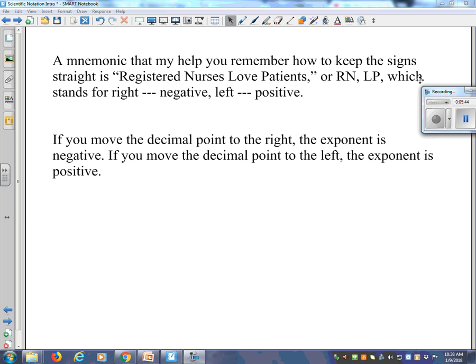A mnemonic that might help you remember how to keep the sign straight is registered nurses love patients, or RNLP: right negative, left positive. I don't think that's necessary. I just think big is positive, small is negative. Okay? Let's get right into it.